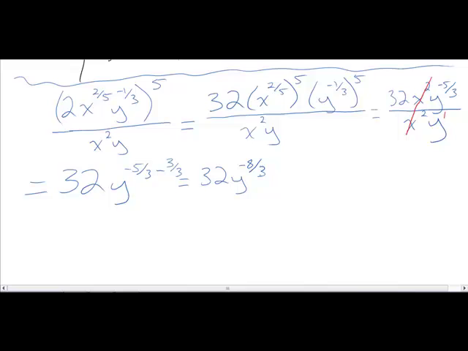Now be careful when you're doing this assignment in My Math Lab. It may tell you to write your answer with no negative exponents. It may say use only positive exponents. Well, in that case, we need to do one more step, and we need to flip this y term down to the bottom, and then it would be 32 over y to the 8/3. And now we have positive exponents only, and there's our answer.